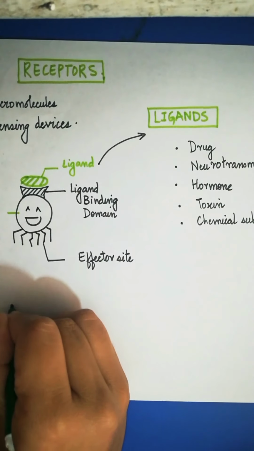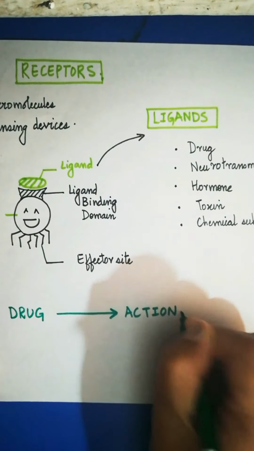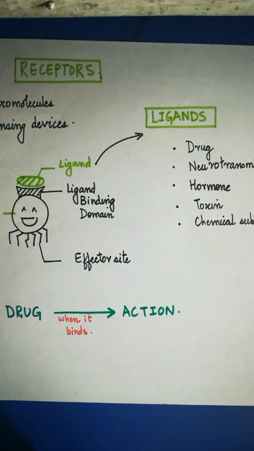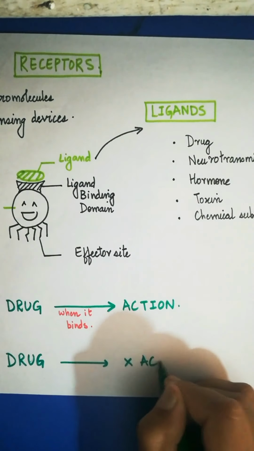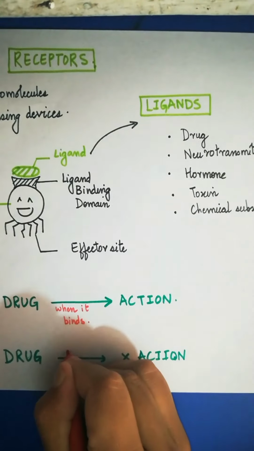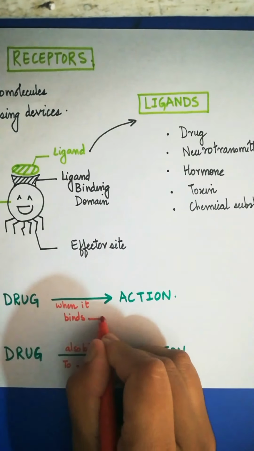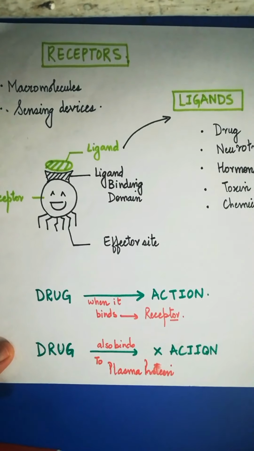So the action of a drug, the response, is only elicited when the drug binds to something. But here's the thing: if the drug is binding to plasma protein, it shows no action. That means a drug only shows action when it binds to the receptor. So this is the concept.